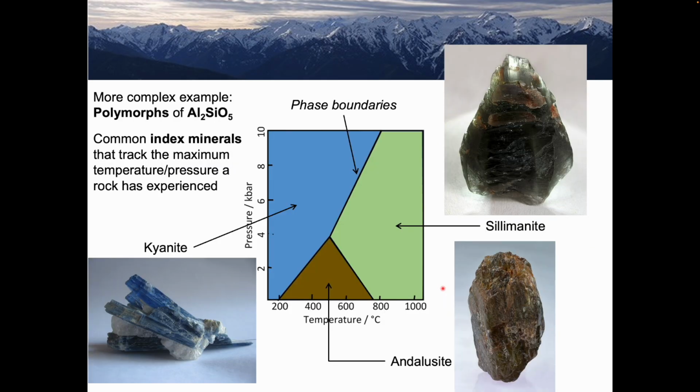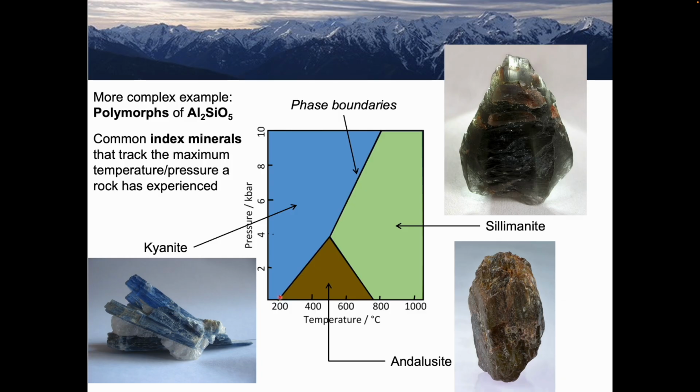A bit more of a complex example that has more relevance to metamorphic rocks are the polymorphs of aluminum silicate, Al2SiO5. These are common index minerals, which is a mineral that we use to track the maximum temperature and pressure combination a rock has experienced. All 3 of these minerals, sillimanite, andalusite, and kyanite, are all made of the exact same stuff, aluminum silicate. But they all exist in different realms, different regions of the temperature to pressure relationship chart.